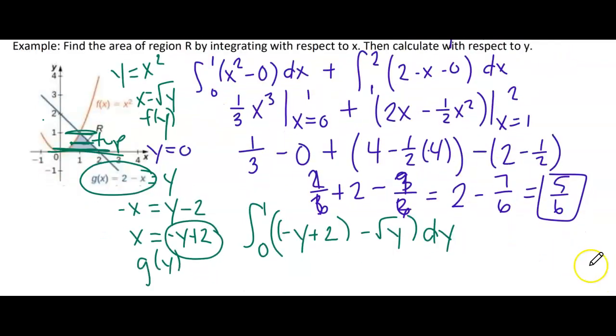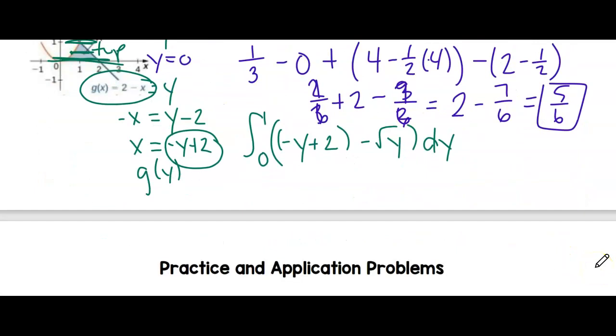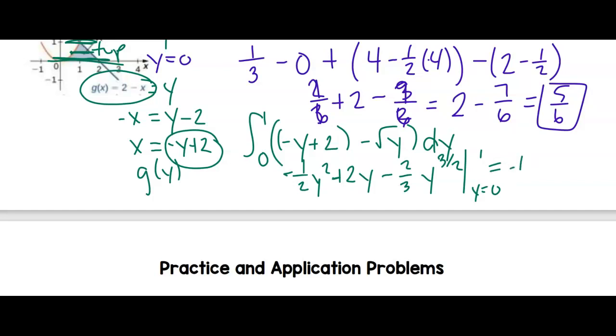No like terms in this part right here. So I get negative 1/2 y squared plus 2y minus y to the 3/2 times 2/3 from y equals 0 to 1. I'm going to go ahead and plug in 1. When I plug in 0, everything goes away, and I get negative 1/2 plus 2 minus 2/3. And you'll see when you go ahead and simplify that, you get 5/6.